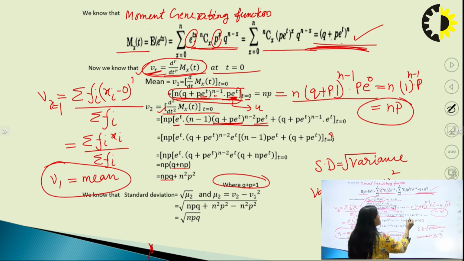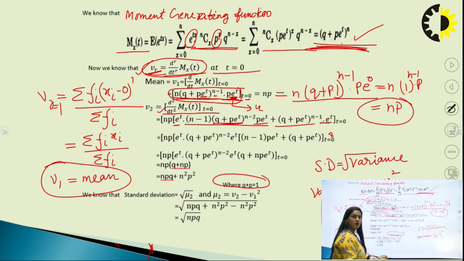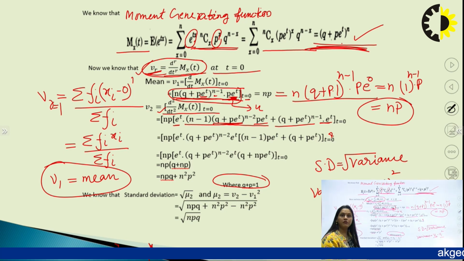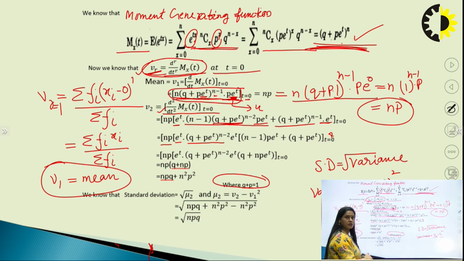Now plus, now v will remain as it is and differentiation of u, where u is e to the power t. So the differentiation of e to the power t remains as it is. Now I am rearranging it. So on rearranging, I am taking np common everywhere. And I have also taken e to the power t, (q plus e to the power t) whole to the power n minus 2 common, as well as e to the power t common. Now what remains inside?